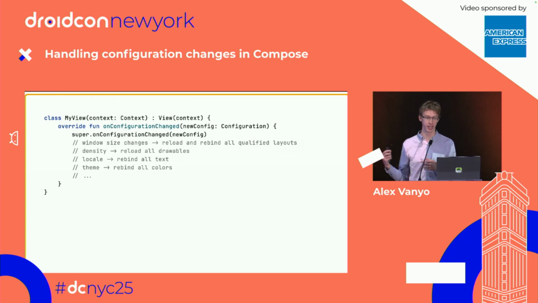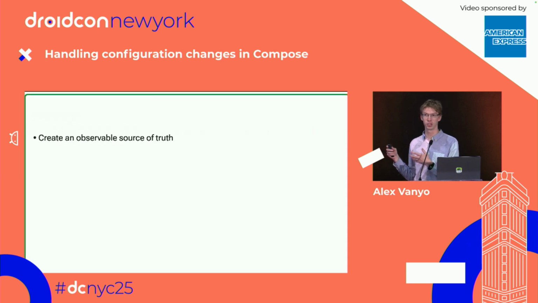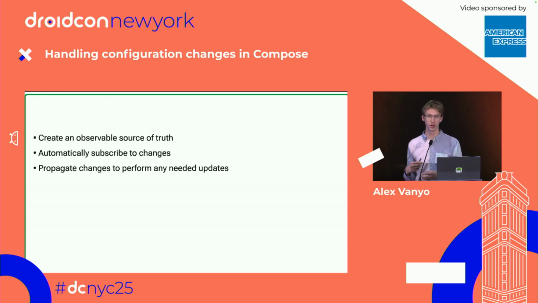So 5 years ago, 10 years ago, this is a lot of things to actually handle directly. It's kind of like to do this better, we need a system where we have an observable source of truth that will automatically subscribe to any of these changes, and then it'll propagate those changes to perform any needed updates when and if those configuration changes. And I think I'm describing Compose here. Compose makes this way easier to actually do because we can create an observable source of truth, and through composition, we can subscribe to all these changes, and it'll automatically propagate both to direct dependencies and any transitive dependencies for using the new configuration value.